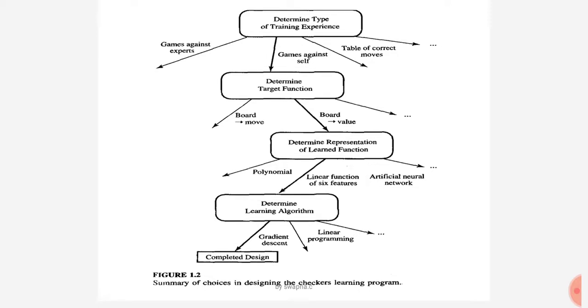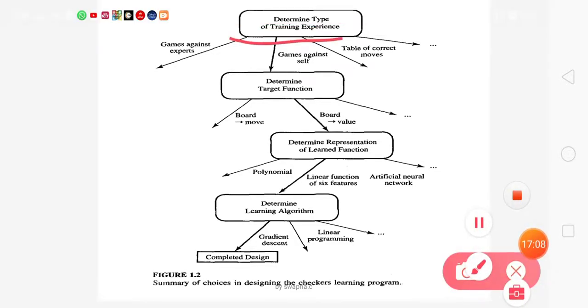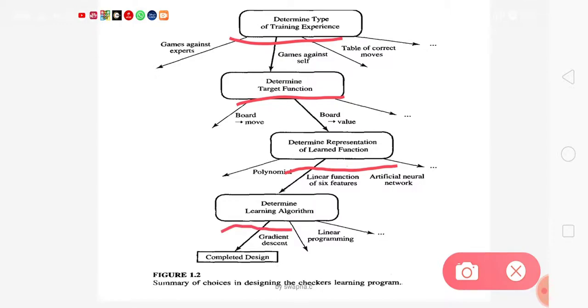These are the summary of the choices in designing the checkers learning algorithm. So till now it is specified with the example of the checkers learning algorithm only. That's why we have specified the choices in designing the checkers learning algorithm. First, determining the training experience, and determining the target function, determining the representation of whatever the target function or learned function is, determining the learning algorithm with the function approximation values. After that, the final one is the complete design.